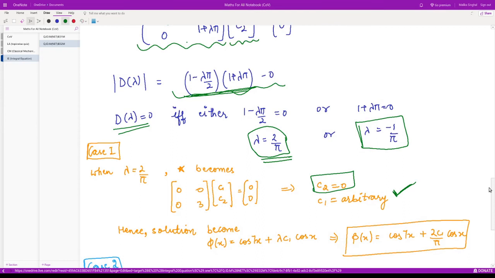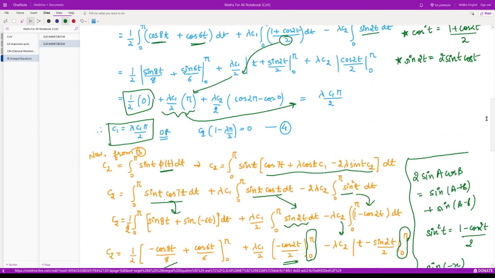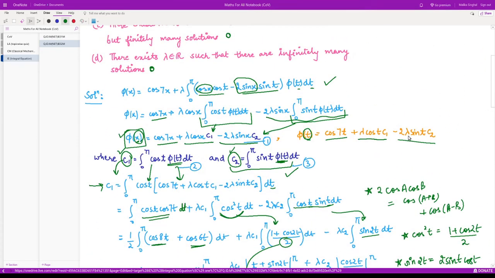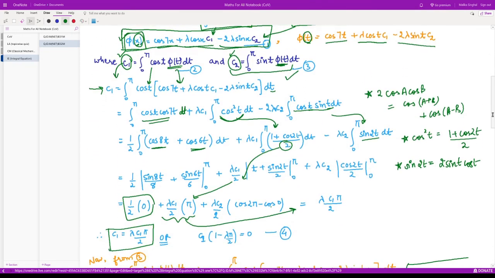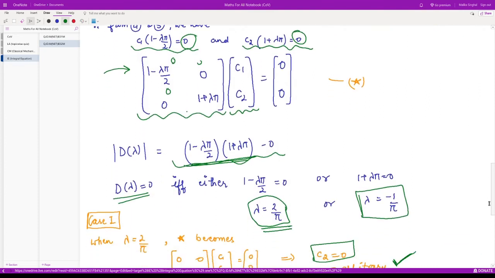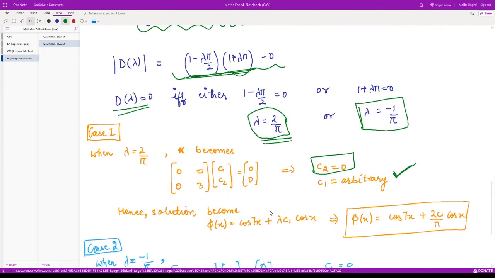So in this case, what is our solution? The solution is given by which of the equations? The solution is given by this equation. Phi of x is equal to cos 7x plus lambda cos x C1 minus 2 lambda sin x C2, right? So let us substitute the values of C1, C2 and lambda into this equation to see what we obtain. Because C2 is 0, we have this equation, and moreover the value of lambda is equal to this. So our solution becomes this, right? Where C1 is some arbitrary constant.